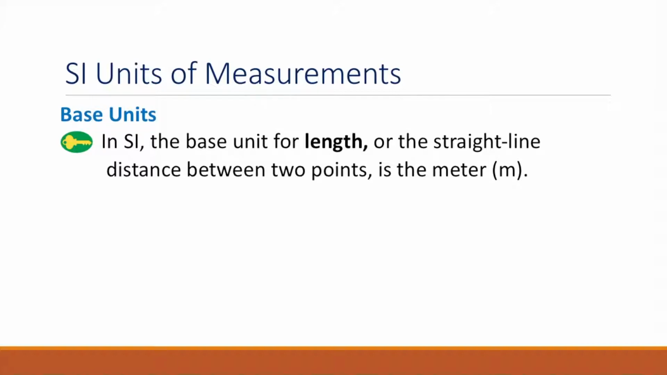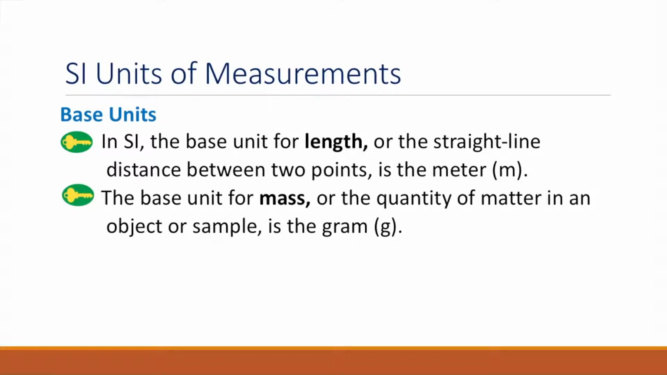So there are three types of base units that we're going to talk about. In SI, the base unit for length, or the straight line distance between 2 points, is the meter, which is abbreviated by the lowercase m. The base unit for mass, or the quantity of matter in an object or sample, is the gram, which is characterized by a lowercase g.